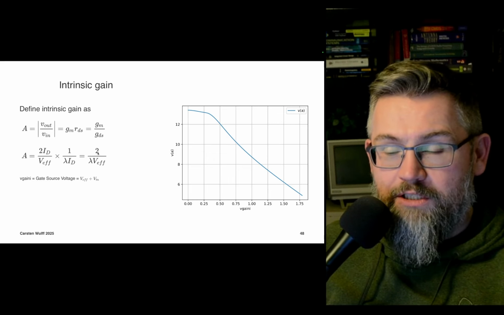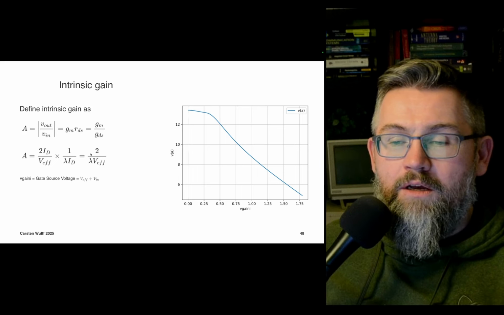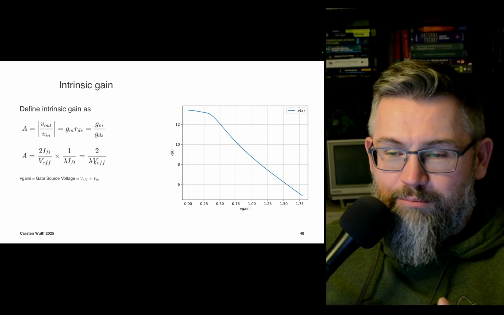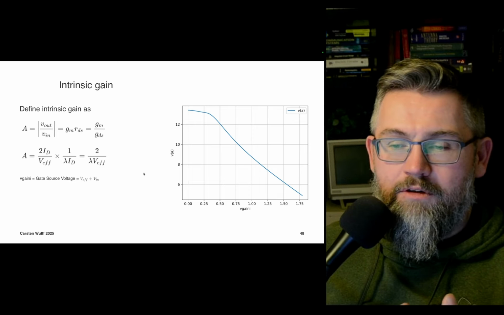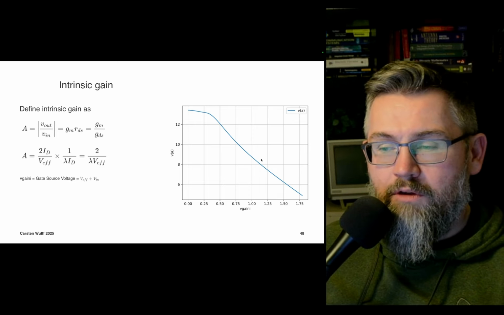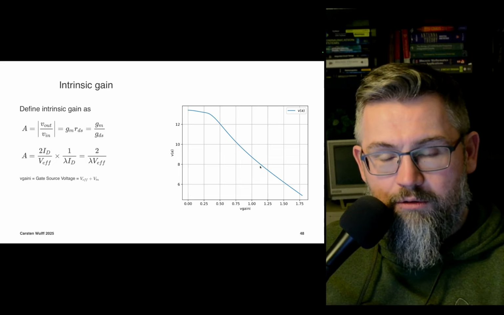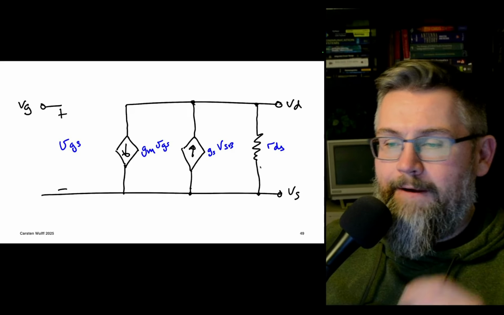And we can see that if we take the intrinsic gain now, GM divided by GDS, then we get about 2 divided by V effective. So as we increase the gate source voltage and go higher and higher above threshold, the gain of our transistor actually goes down. Okay.